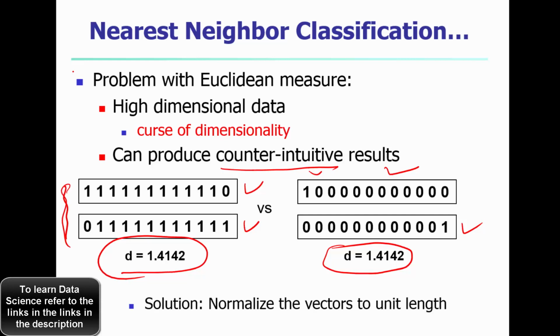So what is the solution? The solution is to normalize the vector to unit length. Ensure that the length of the vector, the vector that you are measuring the distance, should be unit length. When you normalize data, it will always be unit, right? It lies between 0 and 1, so it should be unit length.